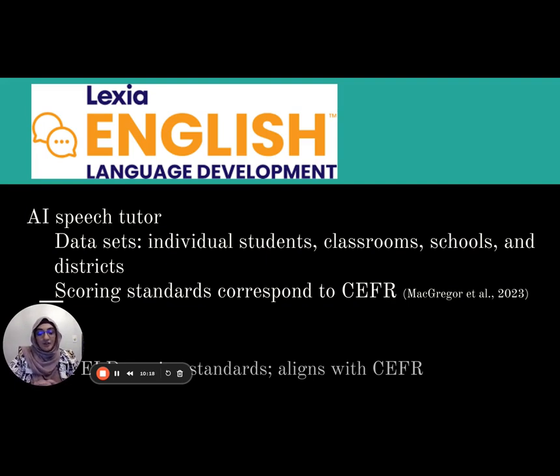Lexia English is an AI speech tutor, and it can populate data sets for individual students, classrooms, schools, and entire districts. So it is more cutting edge than the other tools, not just because of the AI features, but because of how vast the data sets are.